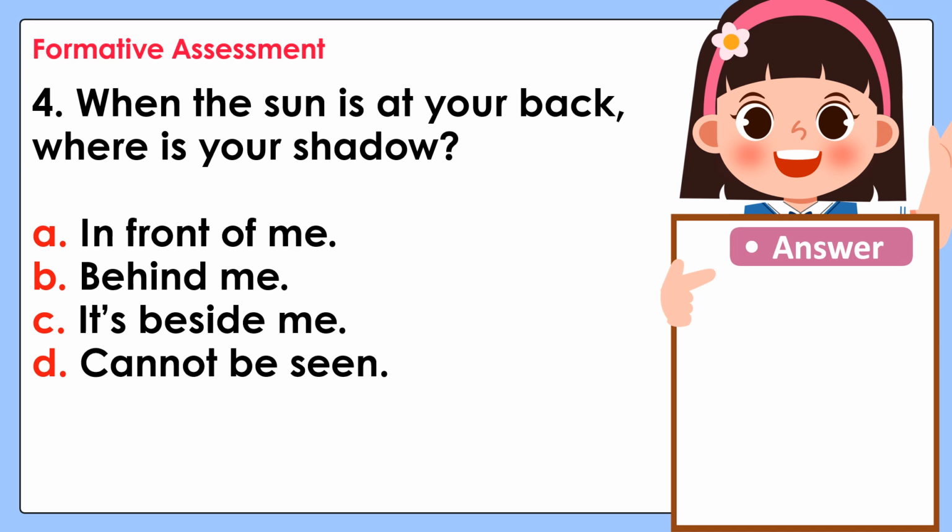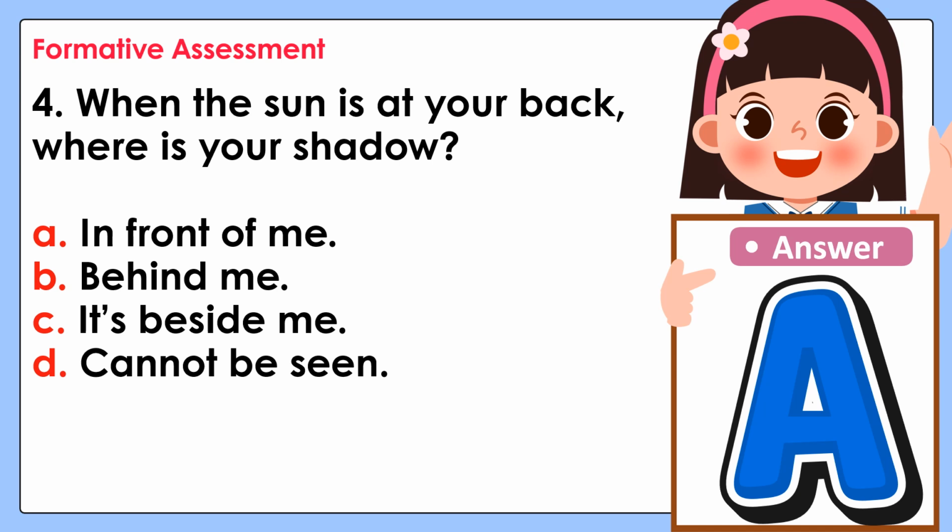Number 4, when the sun is at your back, where is your shadow? A. In front of me, B. Behind me, C. It's beside me, or D. Cannot be seen? The answer is letter A. In front of me.